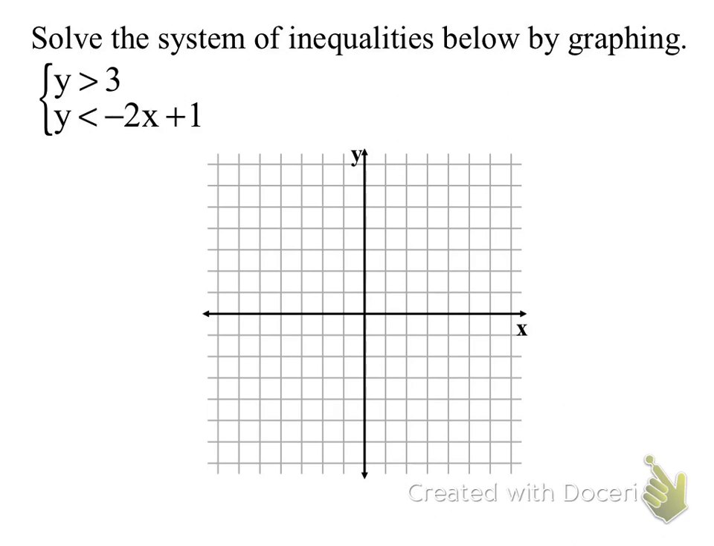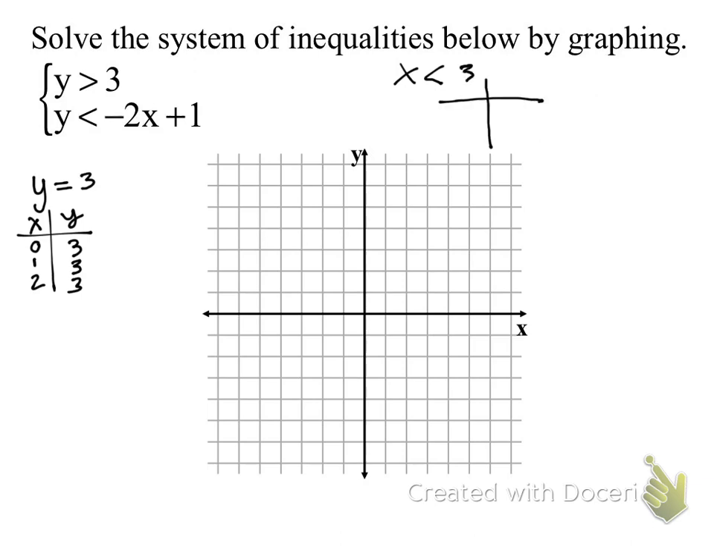All right, let's look at this. I'm going to remind you, if I had the equation y equals 3, I'd make a table, and that means y is always going to be 3, and I choose my x's. If I had y is less than 3, I would make my table, and my 3's would go here. But it says y is greater than 3, right?